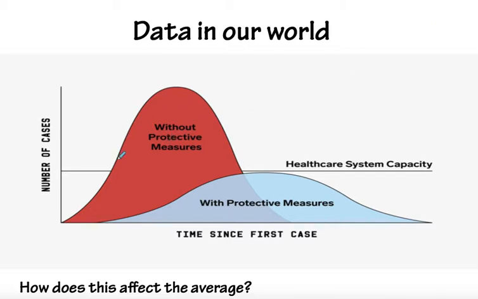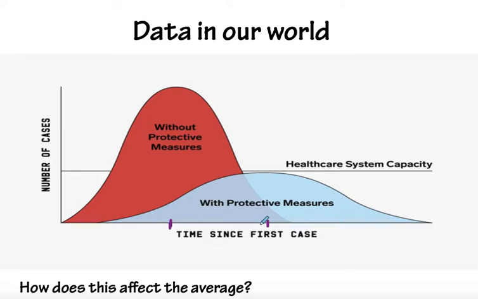It means that without protective measures, so without any intervention as far as quarantining or safe distancing goes, the time since the first case of the coronavirus would spike at about here. And it would surpass what the healthcare system can hold. So they won't have enough hospital beds, they won't have enough ventilators. Now, with the protective measures, so with the quarantining, with the safe distancing, it would spike at about here. So it's going to prolong the staying of the virus, but it's going to keep it within what our healthcare system can handle.